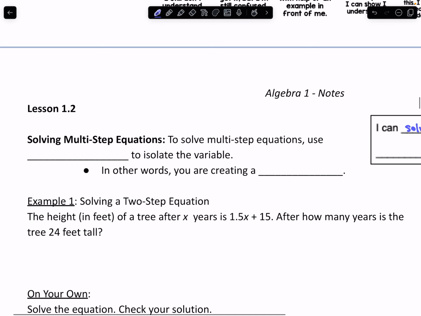To solve multi-step equations, you are still going to use inverse operations to isolate the variables. In other words, you are going to create a zero pair like we talked about the other day. So inverse operations are, for addition, subtraction; for subtraction, addition; for multiplication, division; for division, multiplication, right? So those are inverse operations.